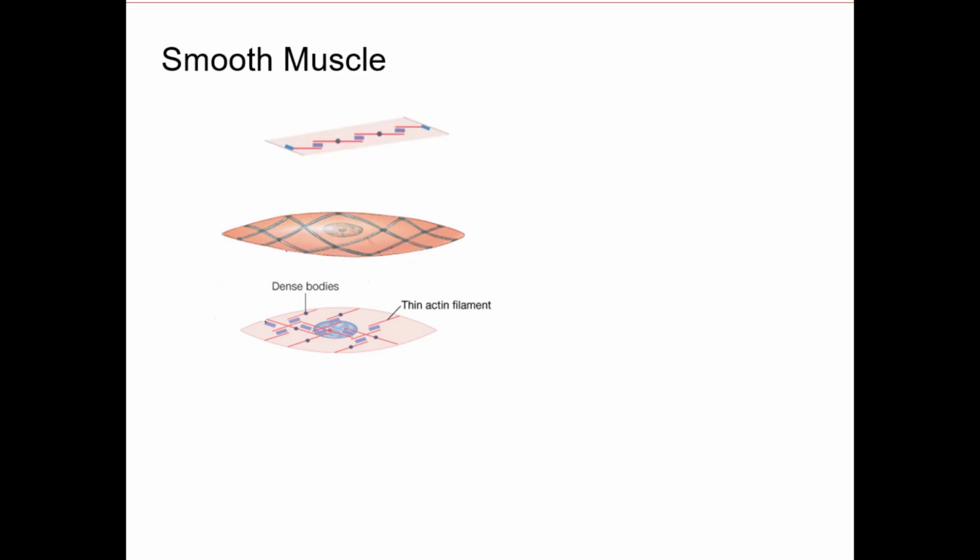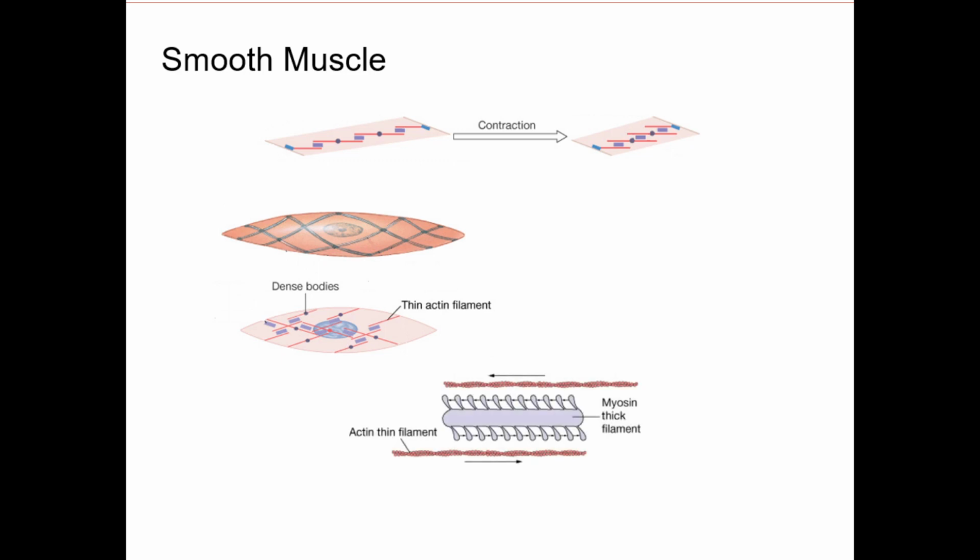So here we have our thick and thin filaments, and just as we saw in skeletal and cardiac muscle, when we have contraction, those thick and thin filaments slide by each other. When they do, it causes a change in the cell size. This is showing our myosin, our thick filament, and the actin being pulled by the cross-bridge cycle.